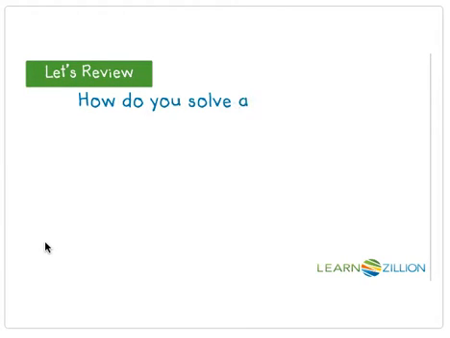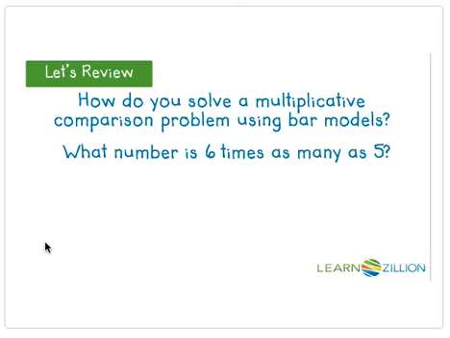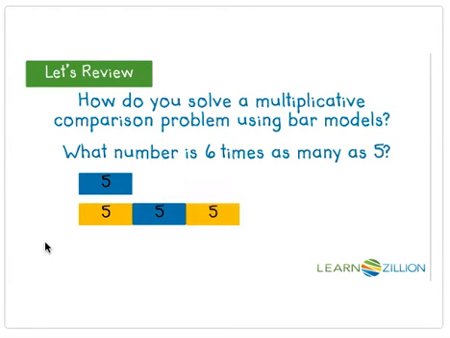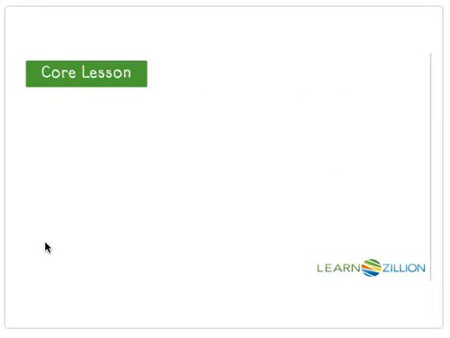Let's also review how we solve a multiplicative comparison problem using bar models. So, what number is 6 times as many as 5? We've seen this before. Here's my 5, but 6 times as many means I have 6 groups. 1, 2, 3, 4, 5, 6. There are my 6 groups of 5 because it's 6 times as many. And I know that 6 groups of 5 equals 30.